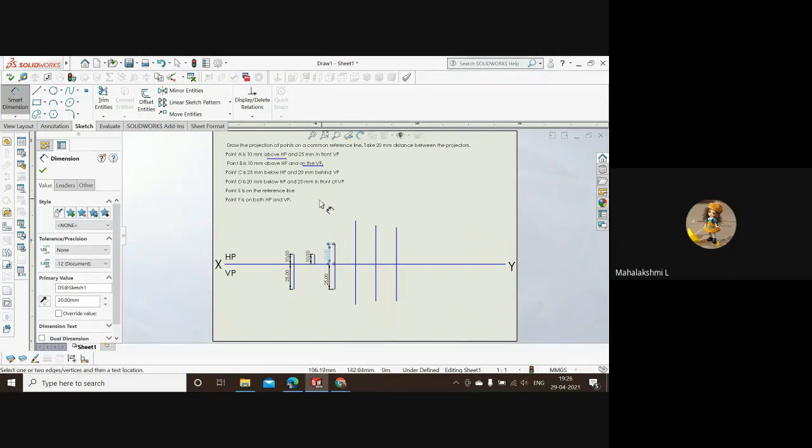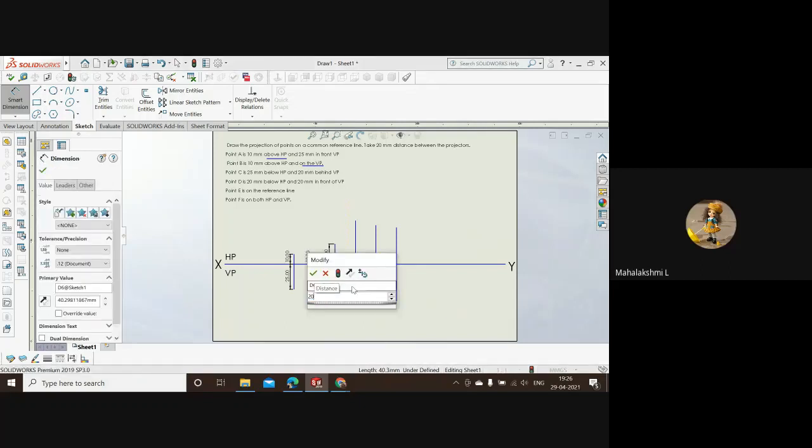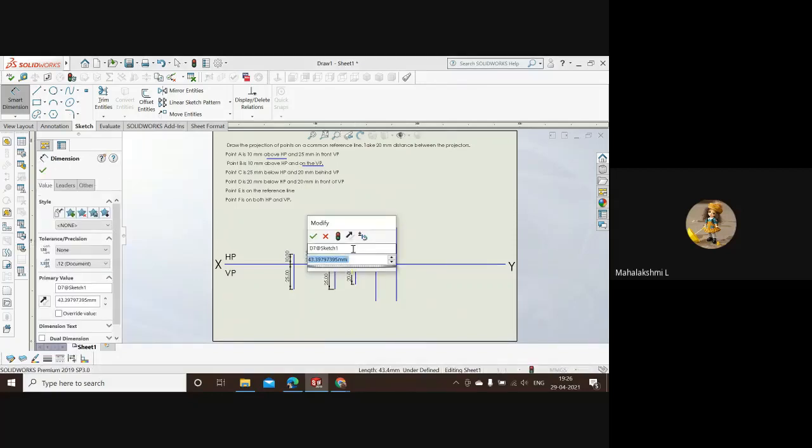Okay. Next, the point D is 20 mm below HP. Again, the projection of the point on the horizontal plane is below the XY line to a distance of 20 millimeter. And then it is 20 mm in front of the vertical plane. So here comes a small twist. Both the horizontal projection and vertical projection are on the same side. In front of the vertical plane, in the sense, it's below the XY line. So you have to first determine its dimension, that is 20 mm.